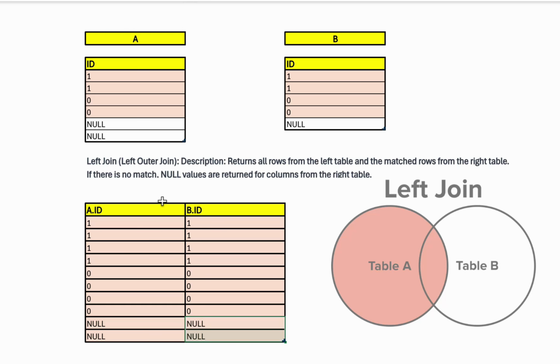So let's count the total number of rows. We have 2, then 4, then 6, then 8 and 10. So we will get 10 rows when we apply the left join operation between table A and table B. Now let's try to understand the right join.